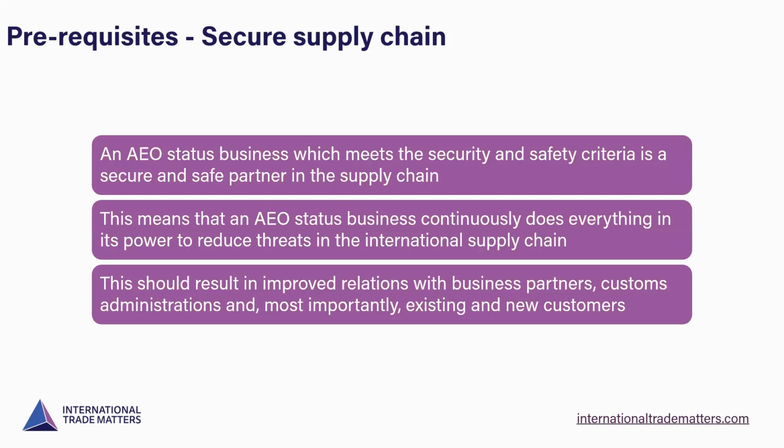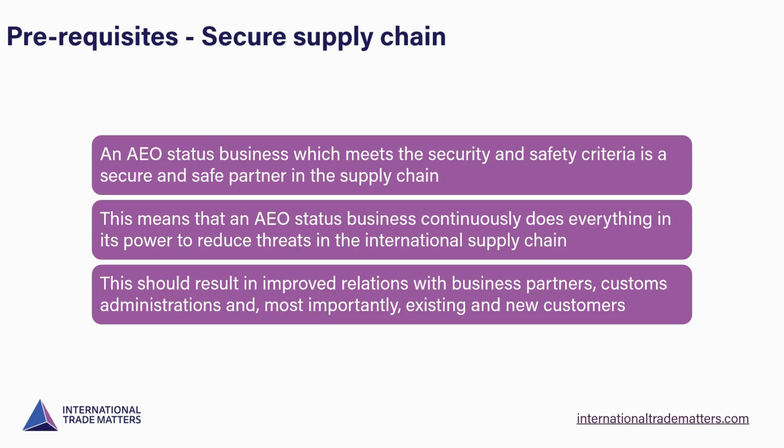AEO status businesses which meet the security and safety criteria is a secure and safe partner in the supply chain. When you look at an AEO application, you have to do a thorough audit of the physical business, your business premises, including access roads in, security gates, CCTV cameras, control of your loading and unloading bays, which partners are involved in your supply chain, etc.